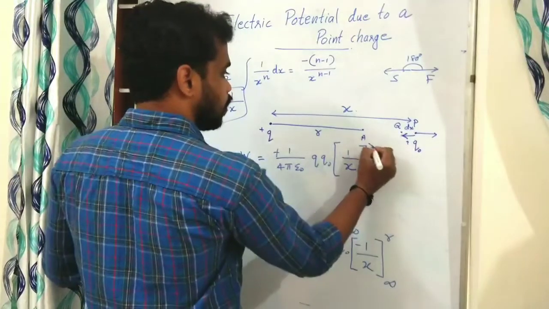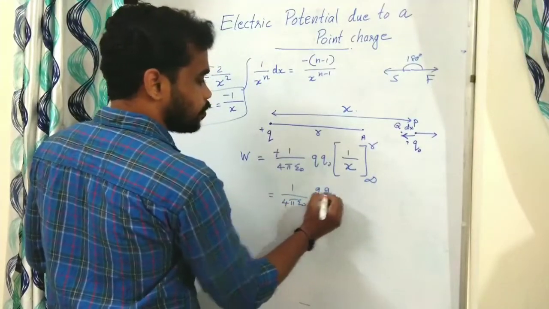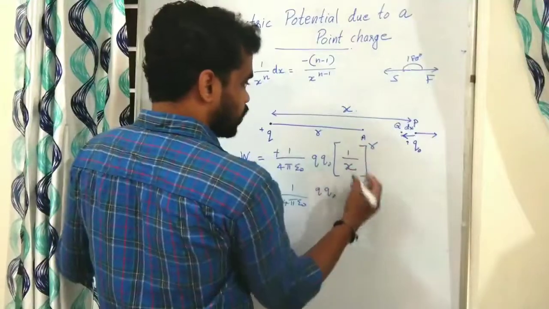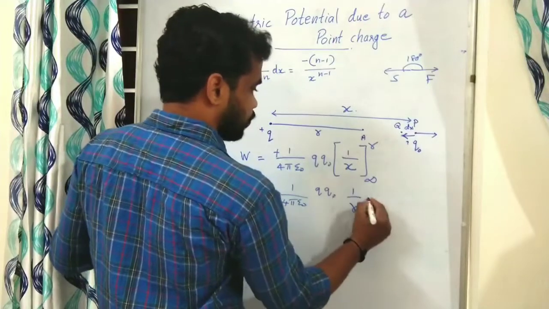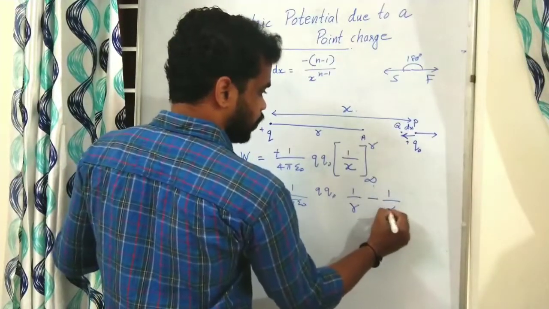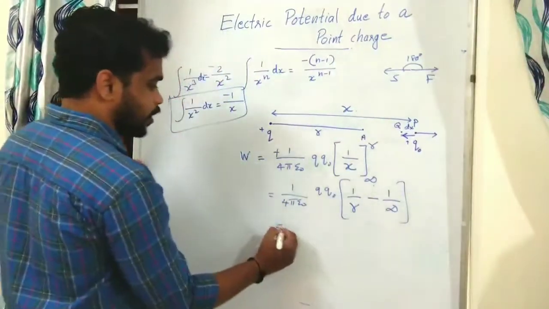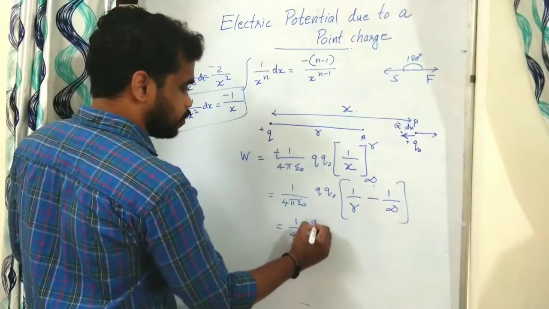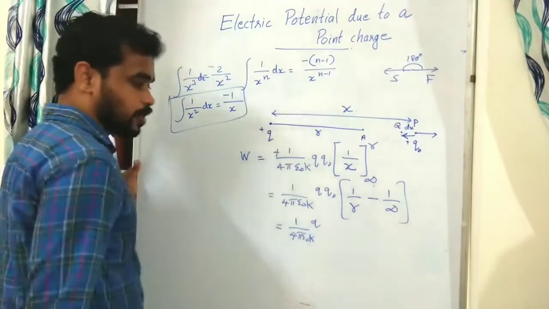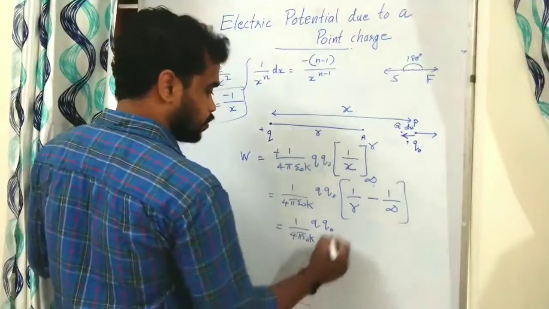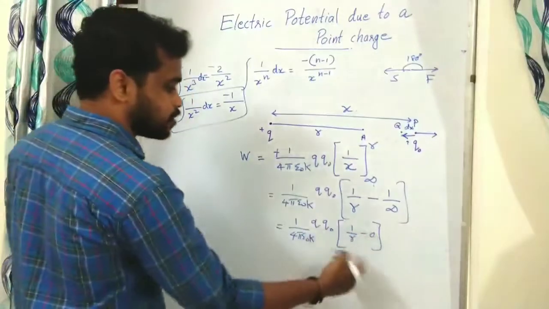From infinity to r, equal to 1 by 4 pi epsilon 0 k q0 into, first you have to apply the upper limit. Substitute the upper limit instead of x, then we get 1 by r minus, then substitute the lower limit, 1 by infinity. 1 by infinity is 0, therefore we can neglect that. Sorry, here there is a k, I forgot to write this. So 1 by 4 pi epsilon 0 k q0 into 1 by r minus 0. 1 by infinity is 0, and 1 by r minus 0 is 1 by r.